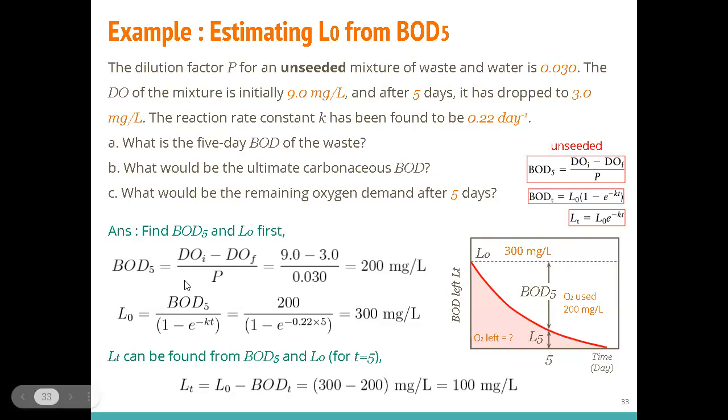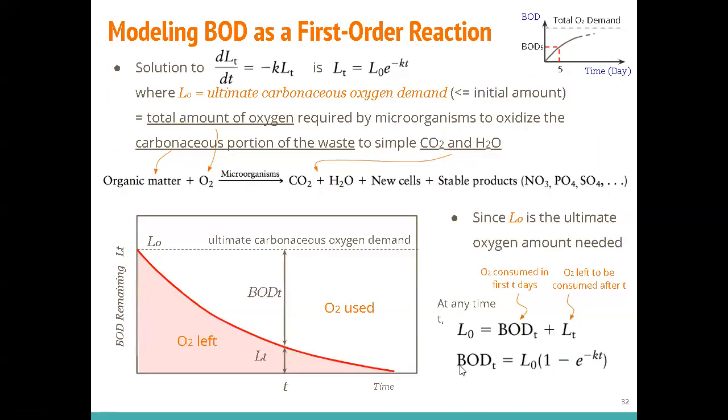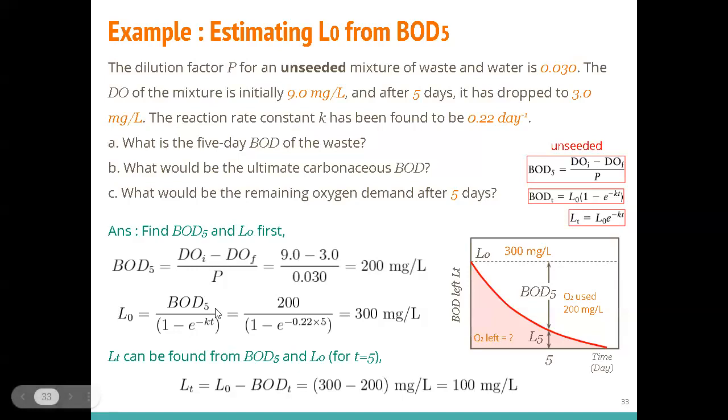Okay, what is L0? We have BOD5, right? So use the second equation in here. We want to calculate L0. BOD5 is 200, and the reaction rate constant K is given to you, 0.22. It's per day, but you don't have to turn that back to a standard unit because you are multiplying by the number of days in your equation. If you multiply them, the unit would be gone, okay? And L0, you know that is 300.